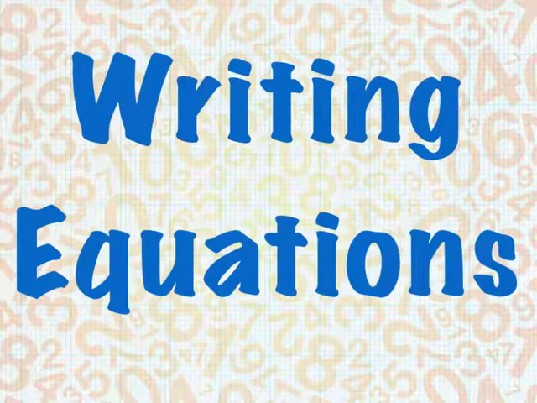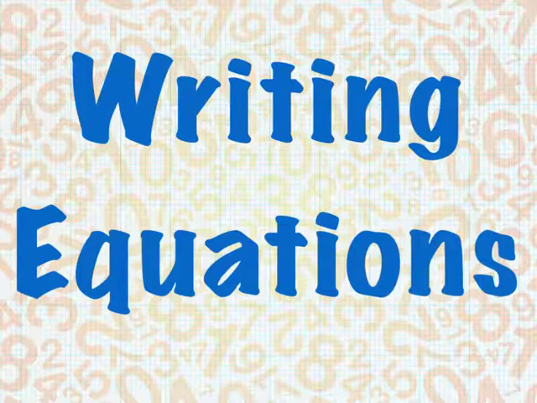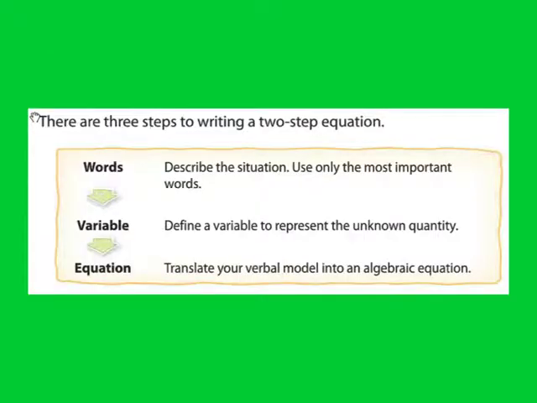We're going to talk about writing equations from a word problem, 1 and 2 step. There's 3 steps to writing 1 or 2 step equations. So the first one is you want to describe the situation. Use only the most important words. Especially if there's a long word problem, you're going to break that down to only the important words.